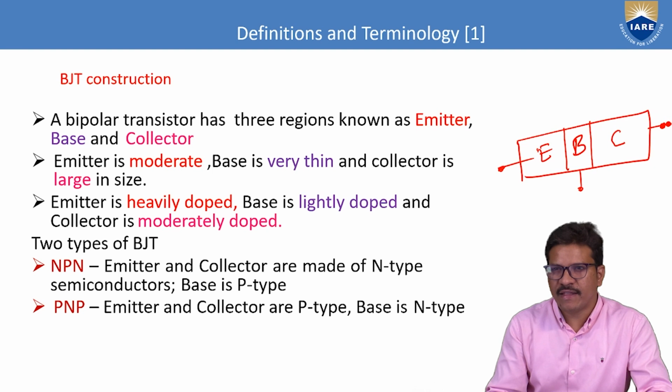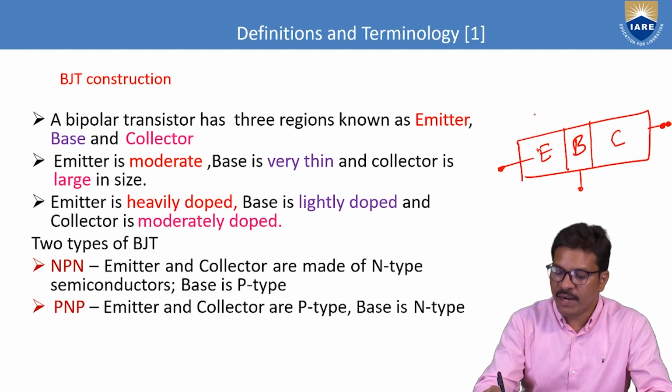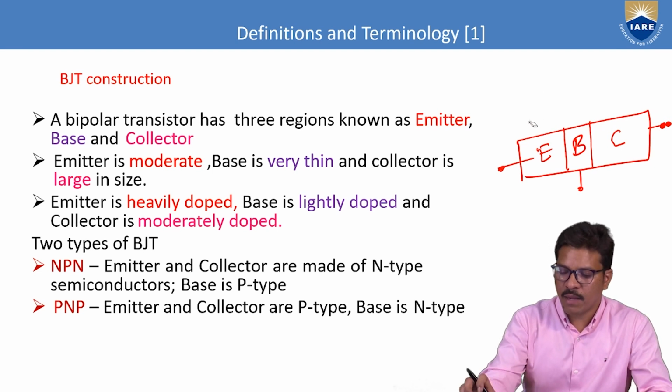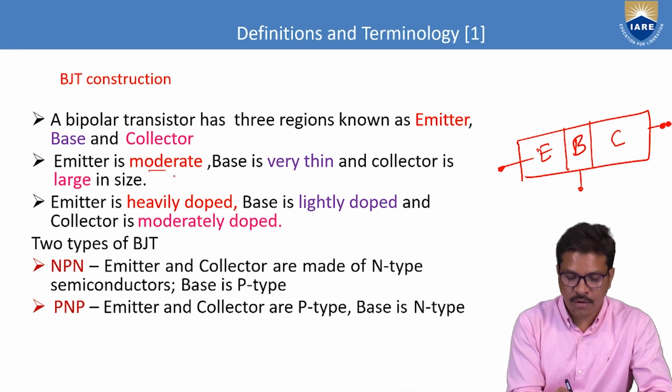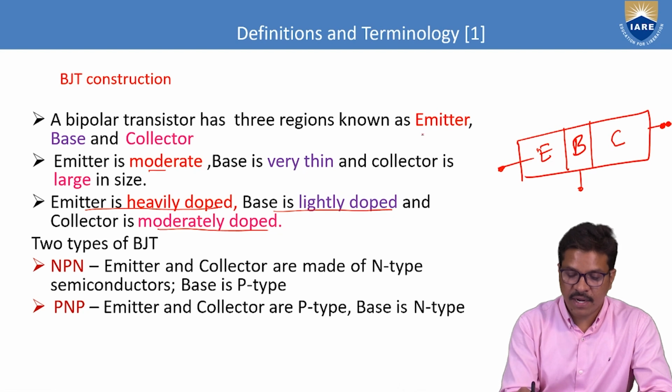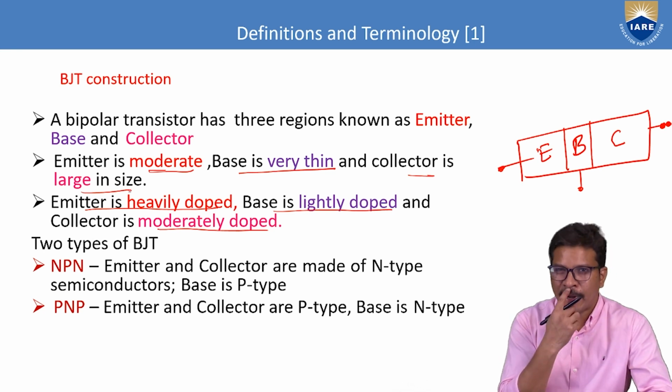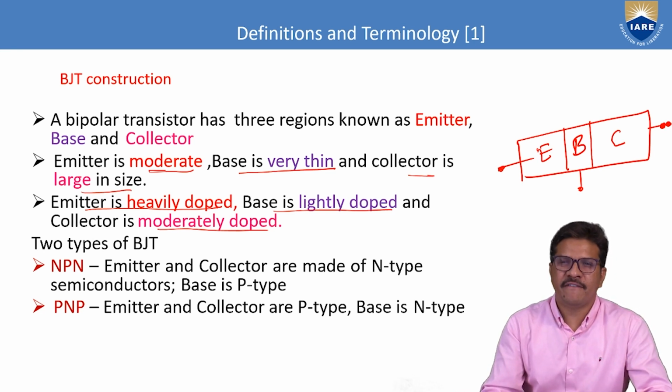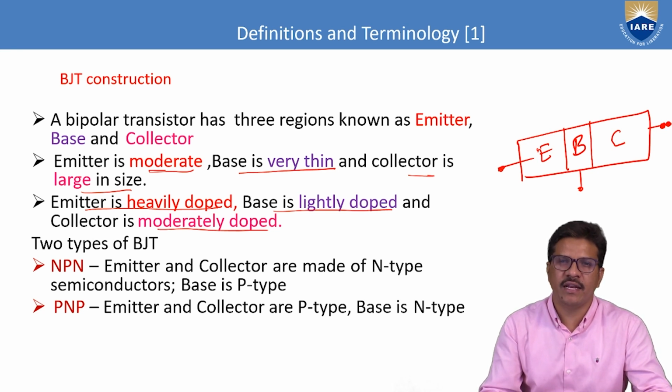When we see these 3 different layers, when it comes to doping, the emitter is heavily doped, the base is lightly doped, and the collector is moderately doped. When it comes to area, the emitter is moderate in size, the base is very thin, and the collector is large in size. These different sizes and different dopings make the device useful for applications.